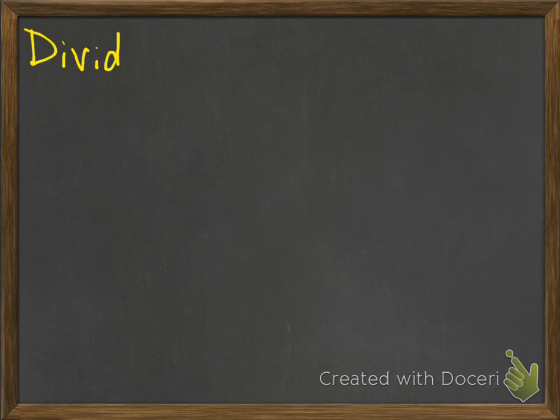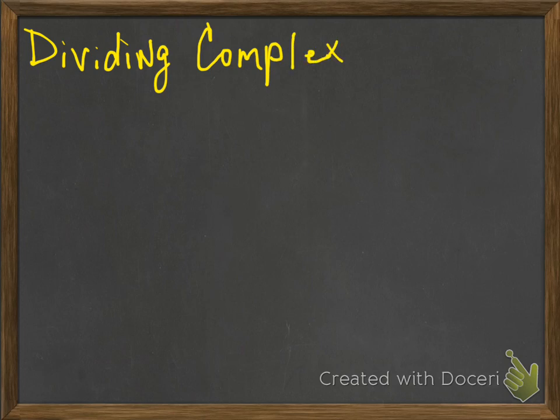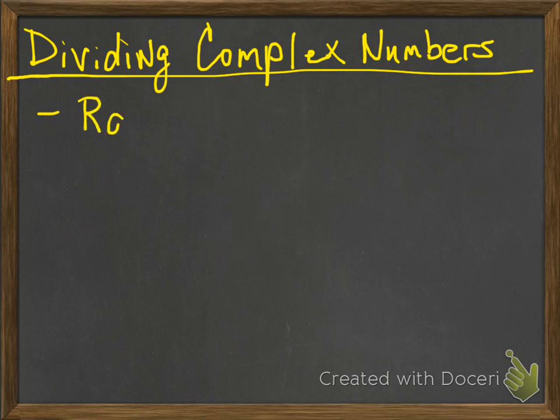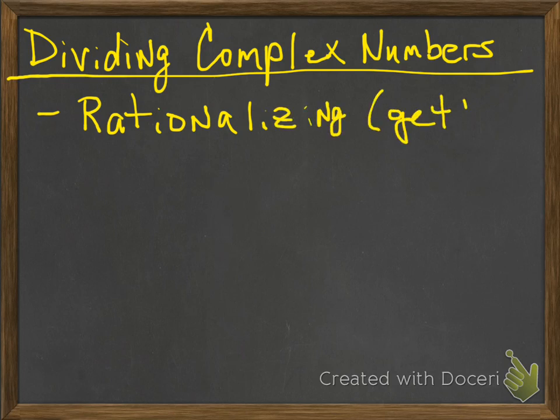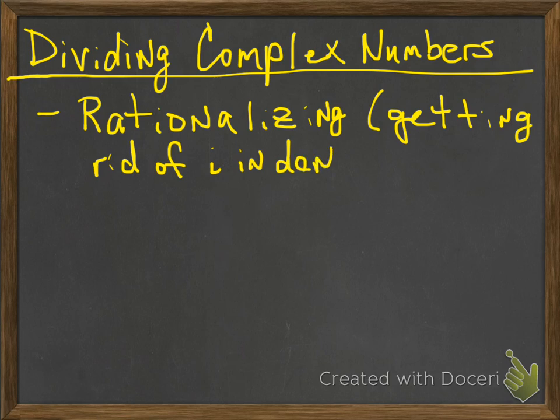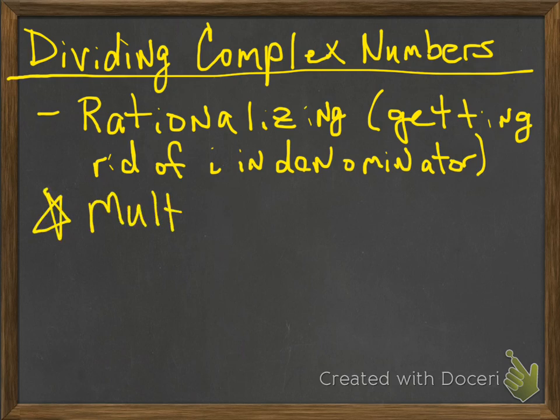Alright, so now we get to the last part, dividing complex numbers. Okay, and I'm trying to explain this in the simplest terms possible. The idea here is we're trying to rationalize the fraction. And the way we do that is we're basically trying to get rid of the i in the denominator. And the way to do that is to multiply by the conjugate. Okay, so that's going to be our key thing here. And I'm going to have several problems that go over this.